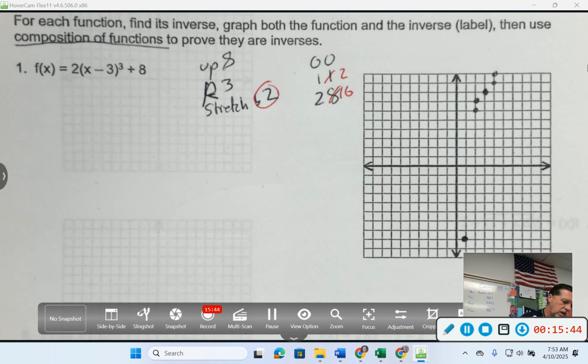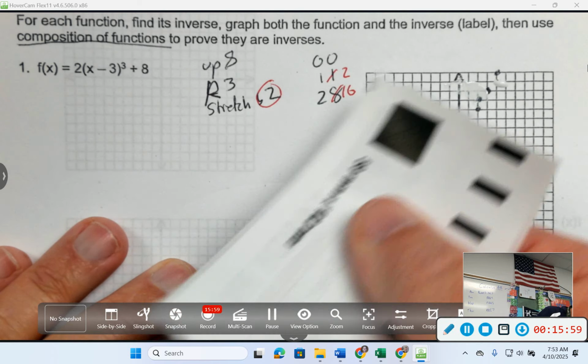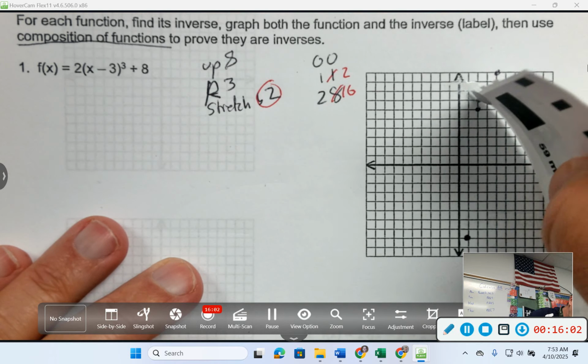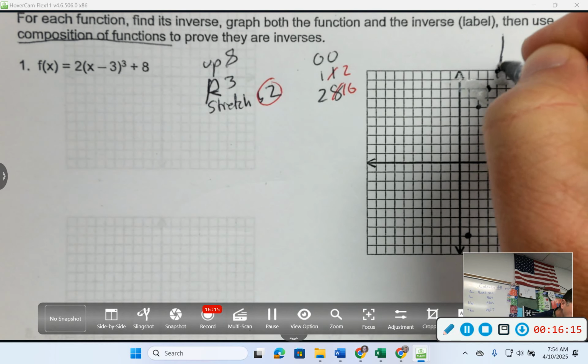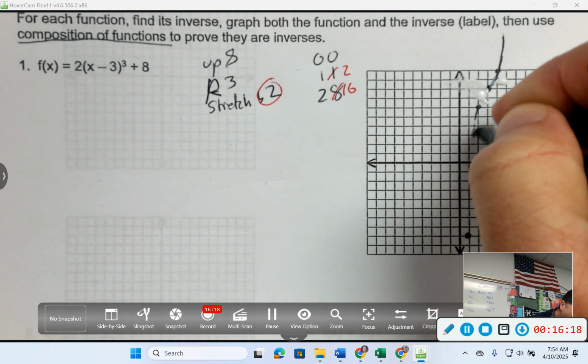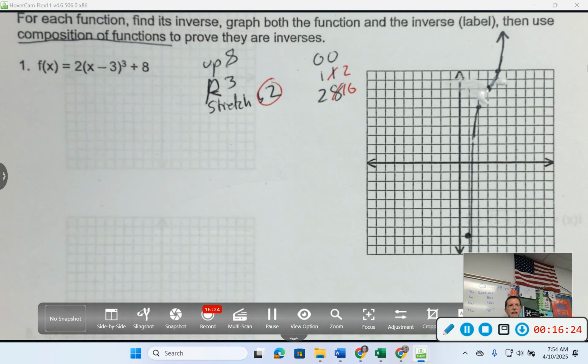Too much. Way too much. Way too much. There we go. Well, now it's not enough. There we go. Look at that. Surgical work with the whiteout. So, super steep cube root. I can't draw on that because it's not dry yet. Messed that up.